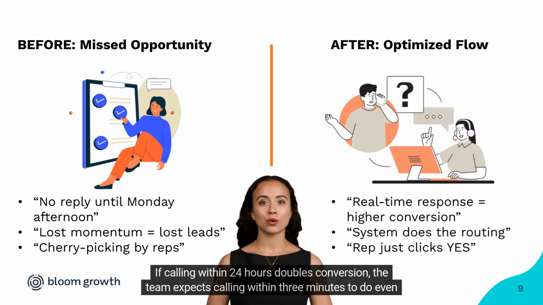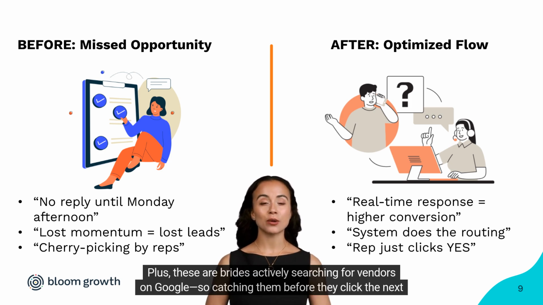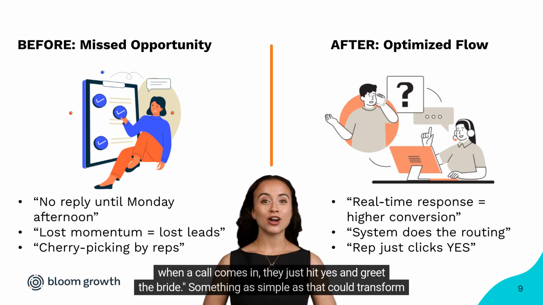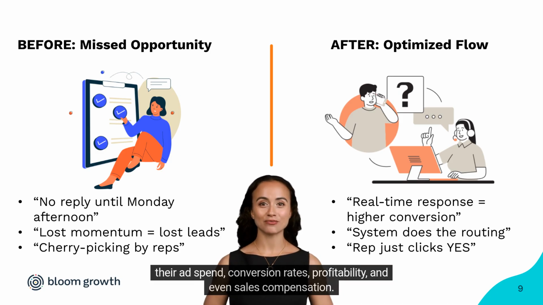If calling within 24 hours doubles conversion, the team expects calling within 3 minutes to do even more. Plus, these are brides actively searching for vendors on Google, so catching them before they click the next result is everything. The visionary on the team said it best. Now our salespeople can watch football on Sunday in their pajamas, and when a call comes in, they just hit yes and greet the bride. Something as simple as that could transform their ad spend, conversion rates, profitability, and even sales compensation.